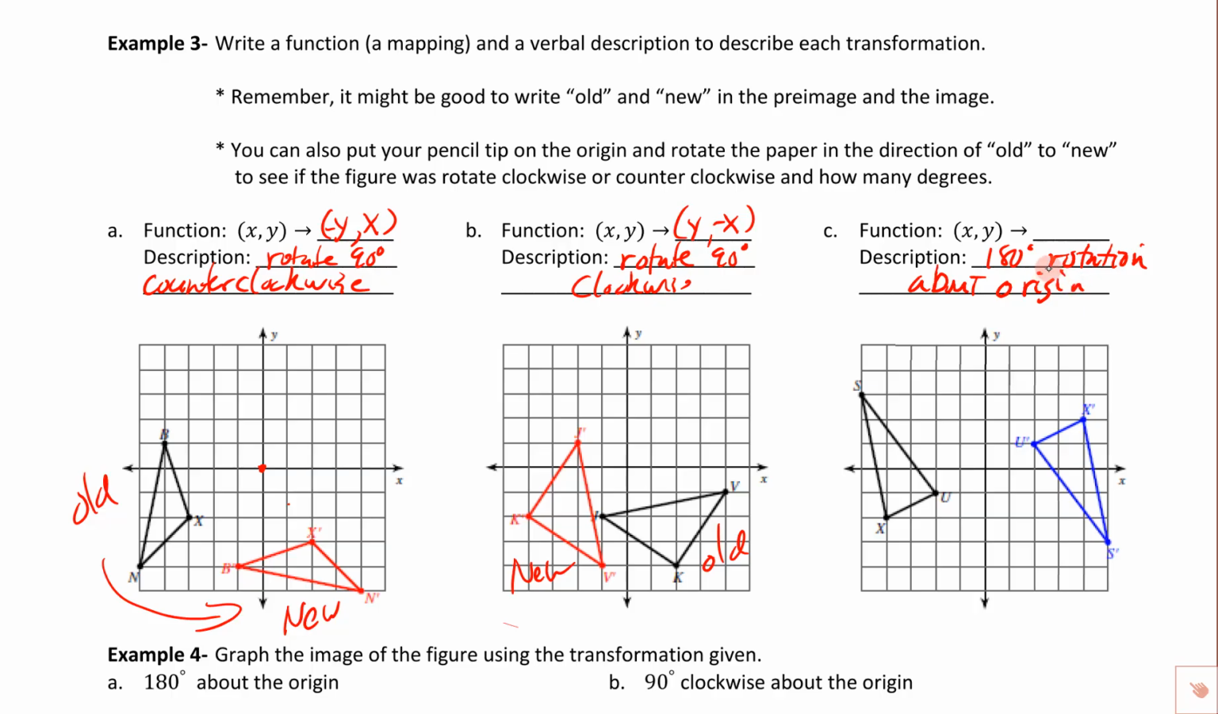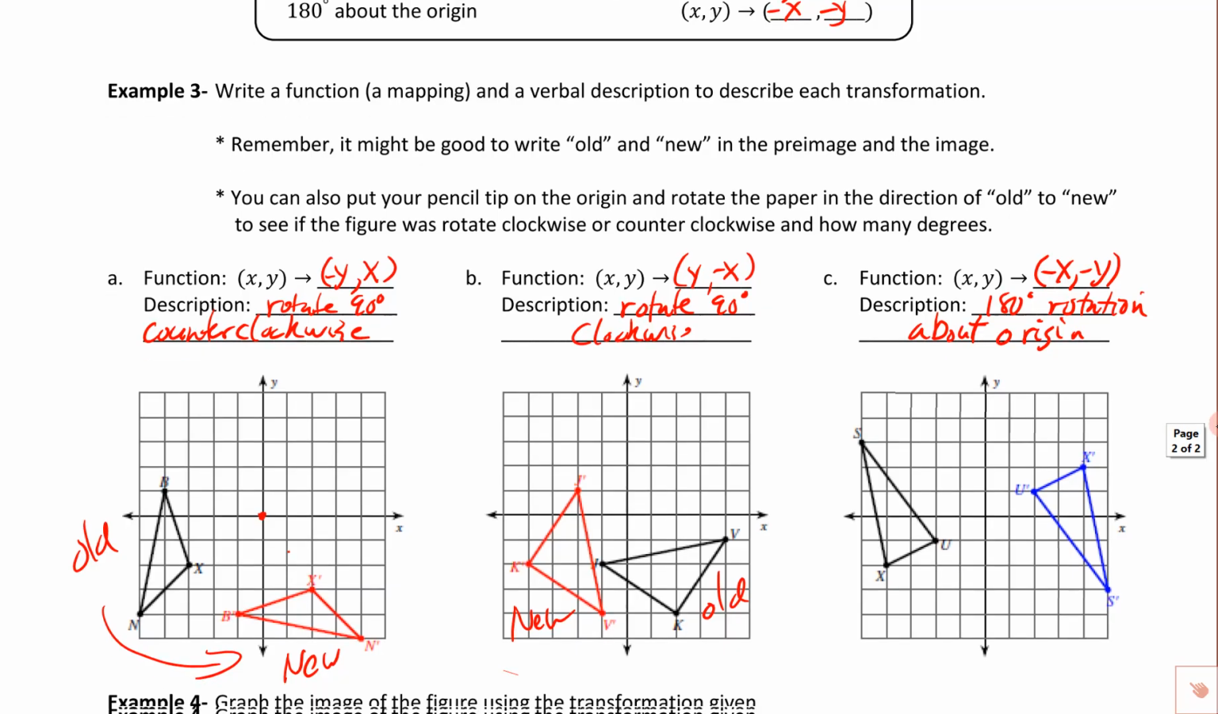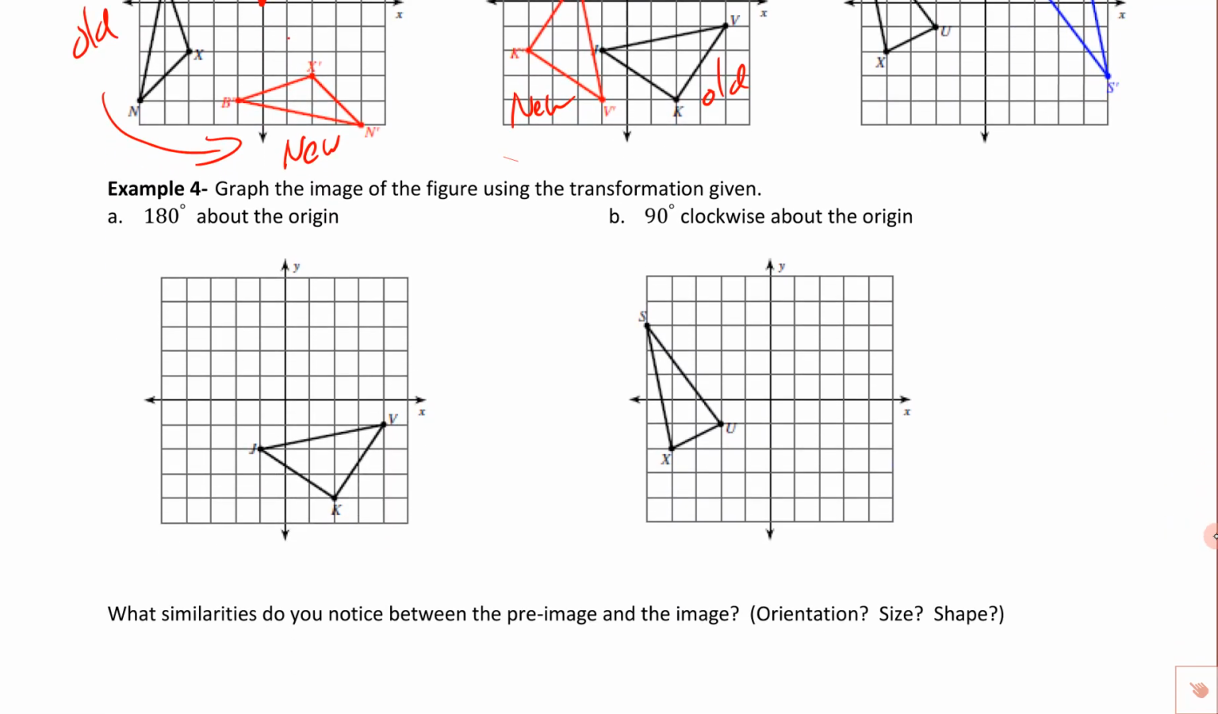And again, you don't have to write that on every single one of them, because that's the only type of rotation that we're going to talk about in this particular class. And then remember what the rule says. Here they switch, but on this one they don't switch, but they do change signs. So let's take a look up here. They don't switch, but they do change signs. So this is going to be negative x comma negative y, and there's our mapping rule. There's our function. Okay. Now, if we take a look at example number 6, it says graph the image of the figure using the transformation given.